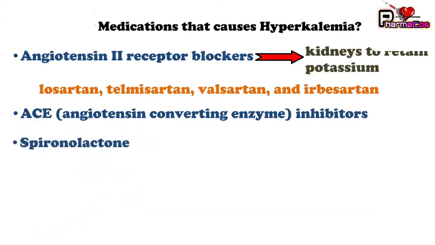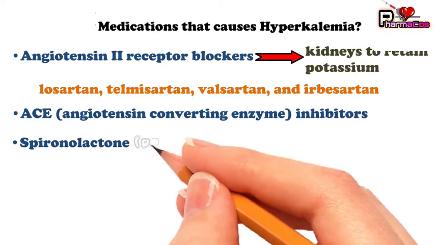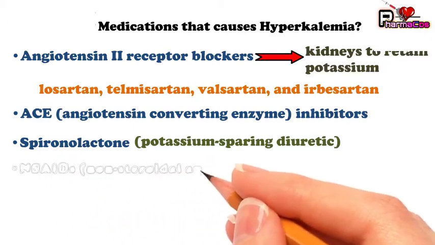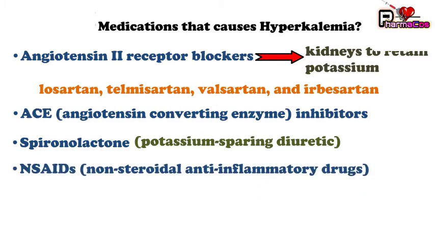Spironolactone. Spironolactone is also known as a potassium-sparing diuretic. Like ARBs, it can also cause the kidney to hold onto potassium instead of letting it leave your body through the urine. Spironolactone is prescribed for cirrhosis, PCOS, which is polycystic ovary syndrome, and heart failure. Next one is NSAIDs, non-steroidal anti-inflammatory drugs. NSAIDs like ibuprofen and naproxen may also raise potassium level by causing the kidney to hold onto the potassium.